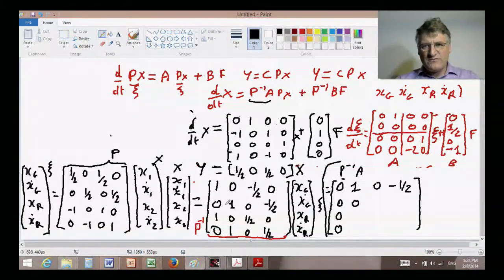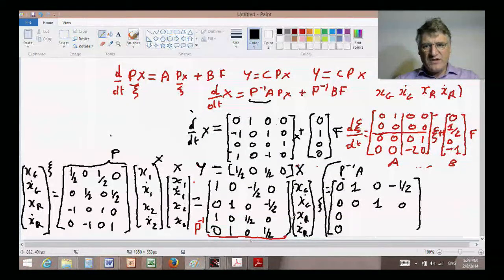The second row, third entry is going to be minus 1/2 times minus 2, which is 1. The last column, the last component of the second row will be this times that, plus that times that, plus that times this, plus this times this, which is 0.